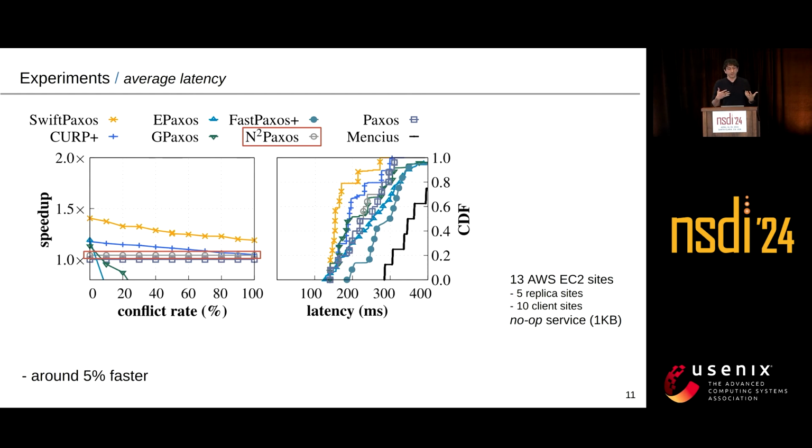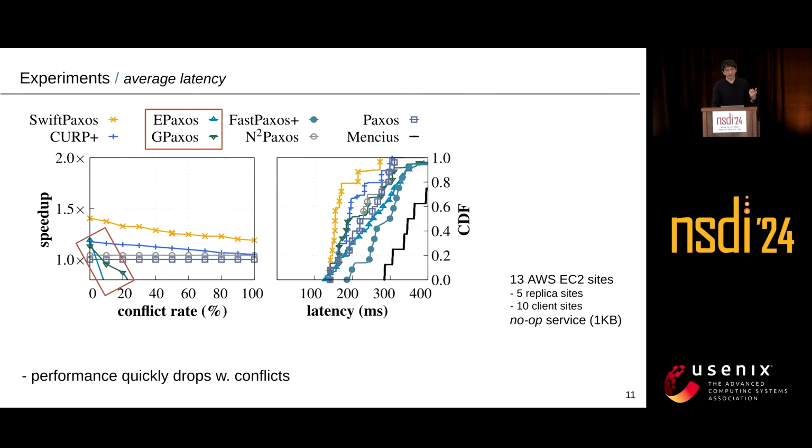The first competitor is N2Paxos. N2Paxos is a variation of Paxos in which the 2B messages are sent to all of the replicas as a commit message, and it provides, in the experiment we have done, around 5% latency improvement over Paxos.